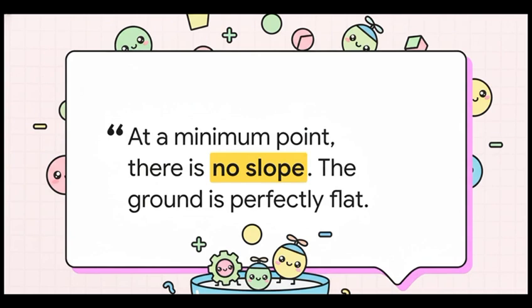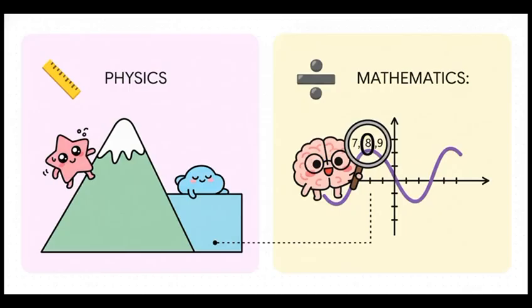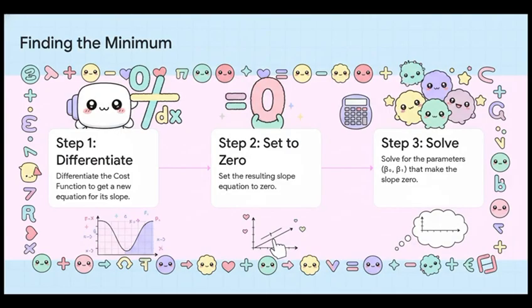Just imagine you're standing at the very bottom of a real bowl. If you look in any direction, what do you see? The ground is perfectly flat. There is zero slope. And this simple physical reality has a perfect mathematical equivalent. And this is where these two ideas just click together. In the physical world, slope is just about steepness, right? Zero slope means flat. Well, in the world of math, the tool we use to calculate the slope of an equation at any specific point is called differentiation. So, finding where the slope is zero is the exact same thing as finding where the derivative of the equation equals zero.